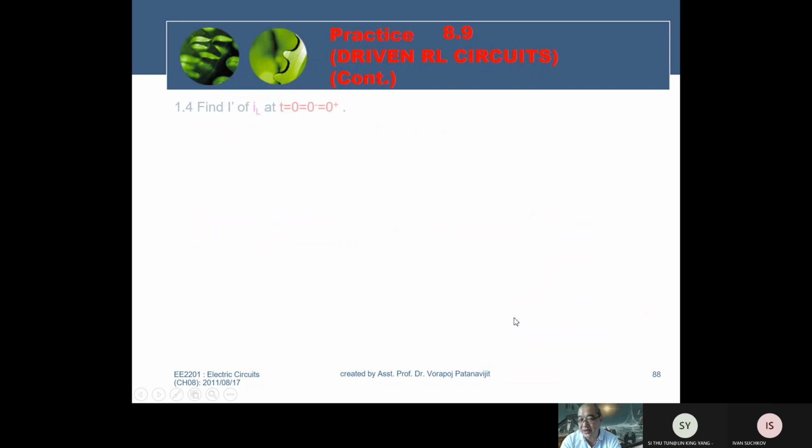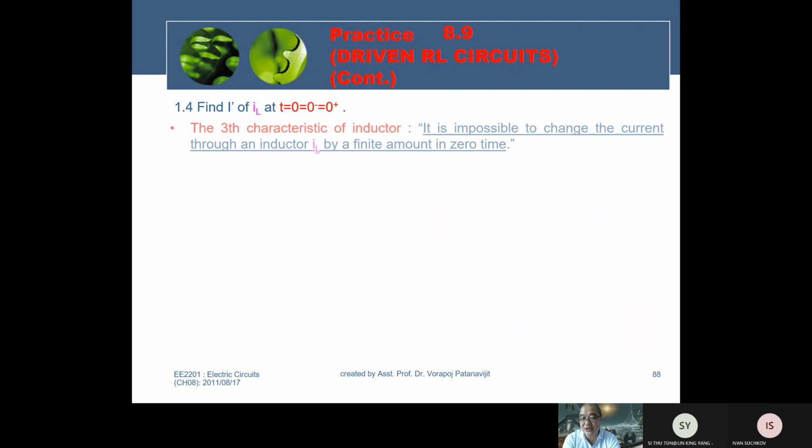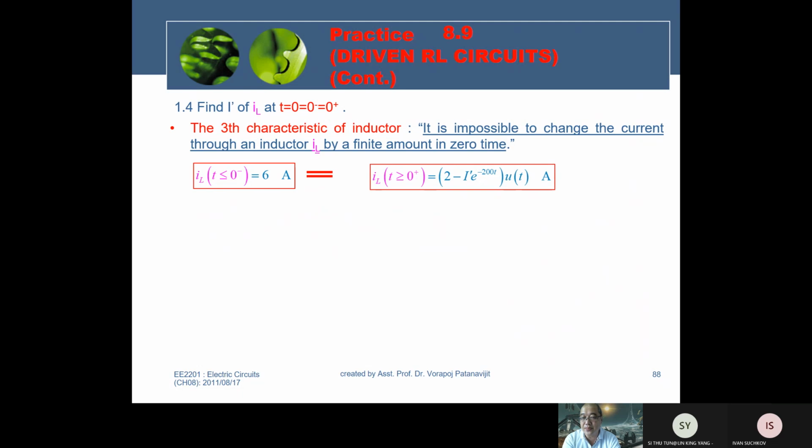Okay, you can determine I hat from the previous 3 steps, by applying the third characteristic of the inductor, which states it is impossible to change the current through an inductor IL by a finite amount in 0 time. Okay, for time less than 0, it equals 6 amp. For time greater than 0, it equals 2 minus I hat e power minus 200t.